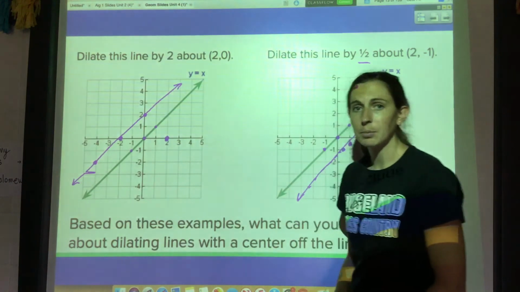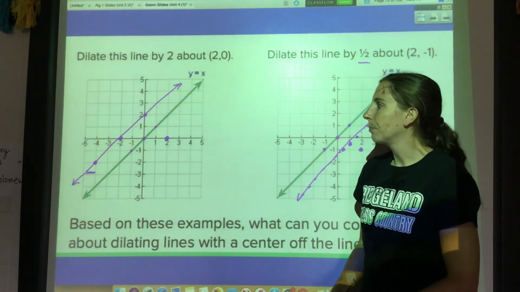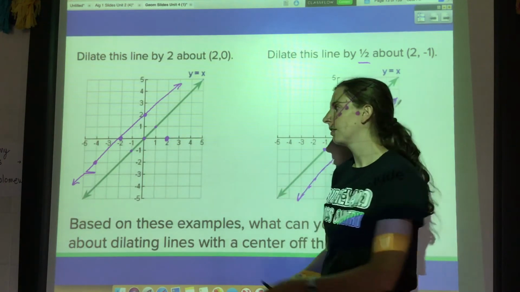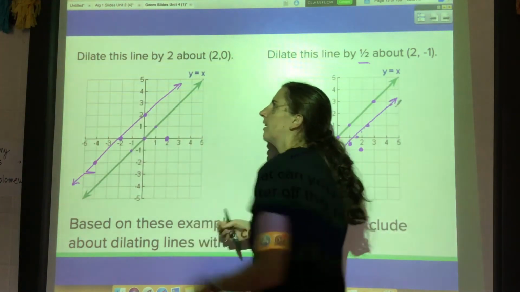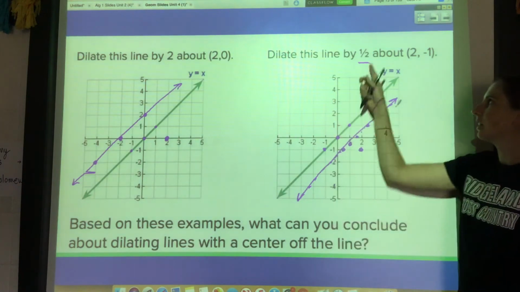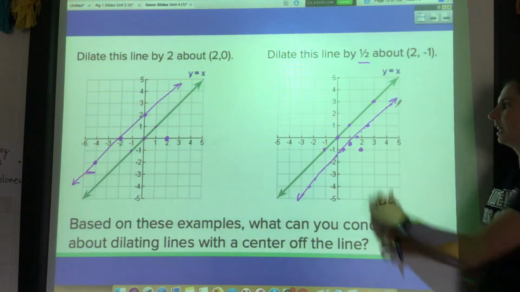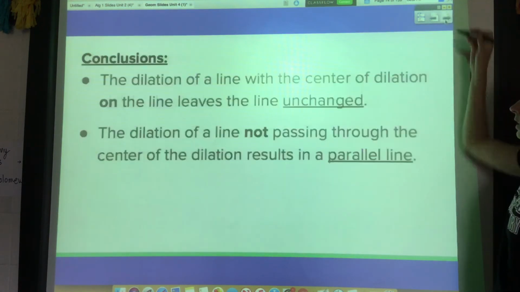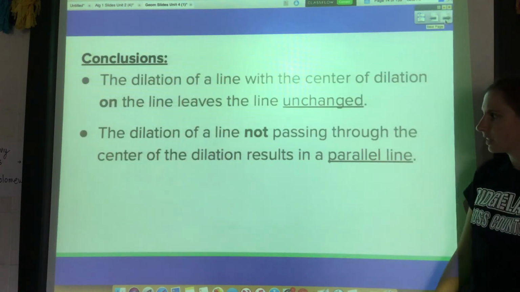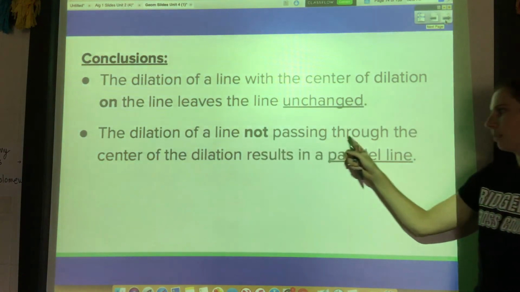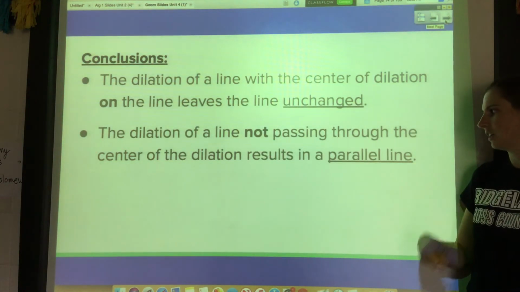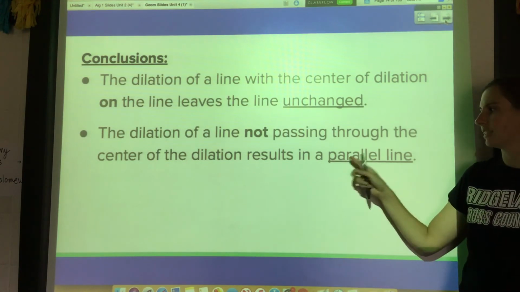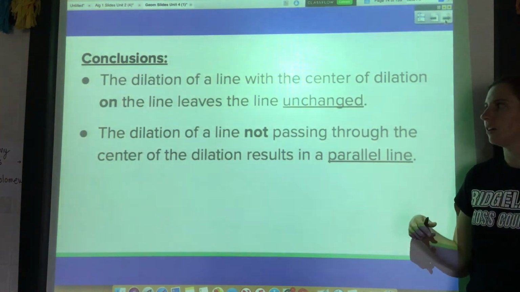The line will stay parallel, but if it's a dilation by a factor bigger than 1, it will push the line away. And if it's a scale factor less than 1, like 1/2, it will draw the line closer. So here's that conclusion. The dilation of a line not passing through the center of dilation results in a parallel line. It's not going to be the exact same line, but it will be parallel.